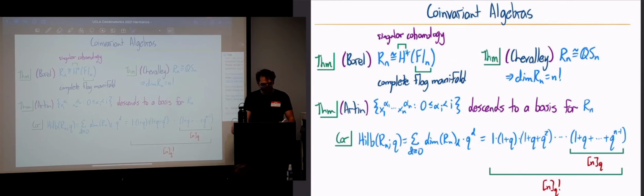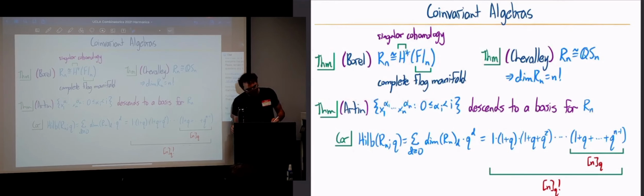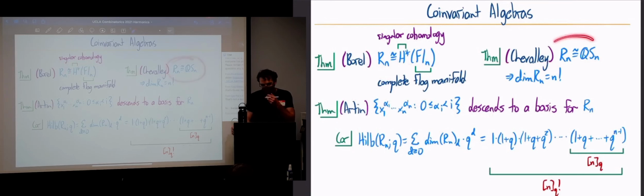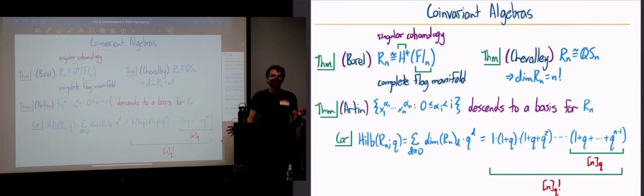issues are on me. But anyway, okay, so we have Borel's presentation of the singular cohomology of the complete flag manifold is, in fact, the covariant algebra, a beautiful old thing. Chevalley showed that the ungraded symmetric group isomorphism type of the covariant algebra is just the regular representation. So in particular, its dimension is n factorial, finite dimensional in particular.